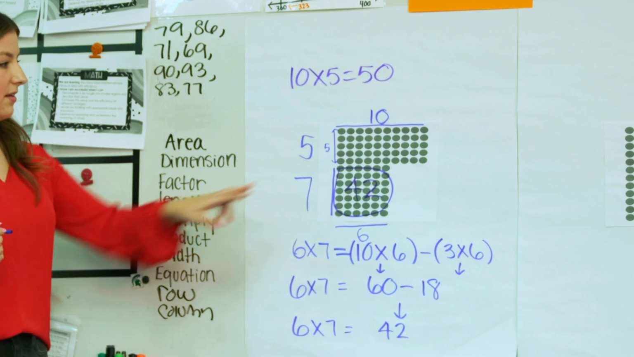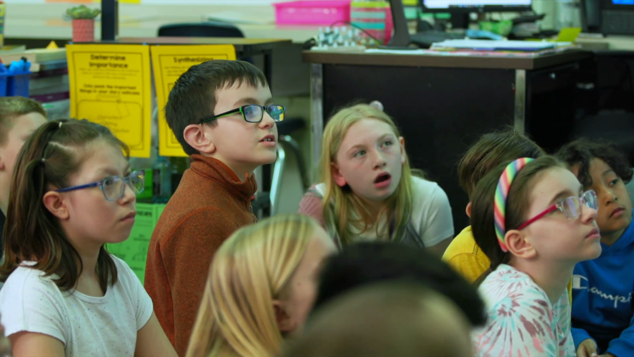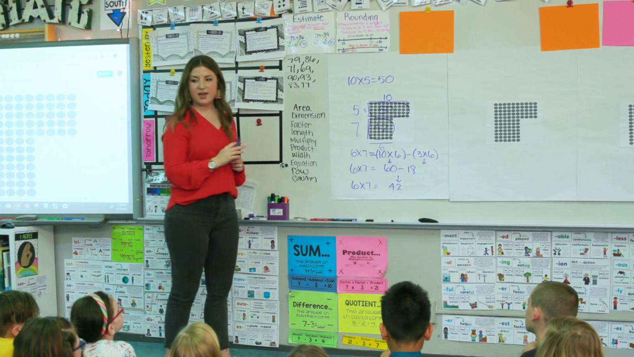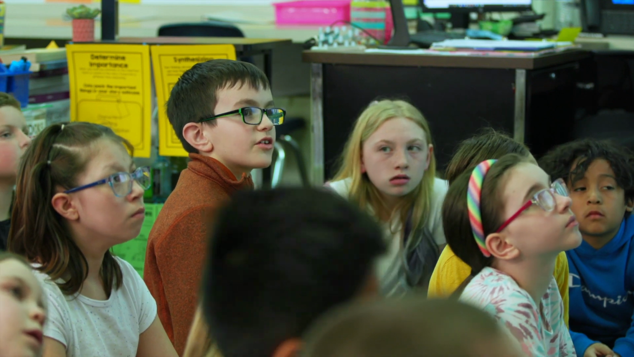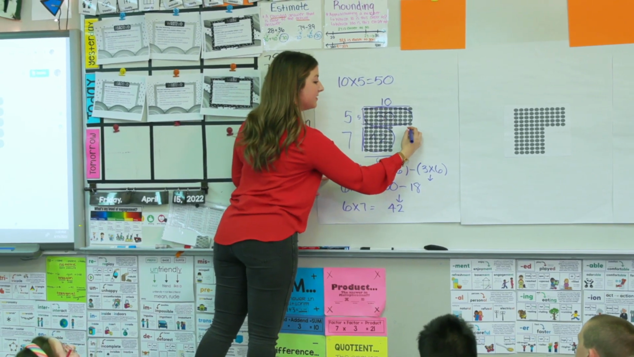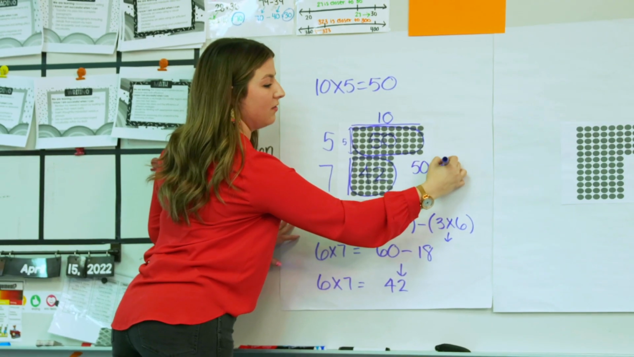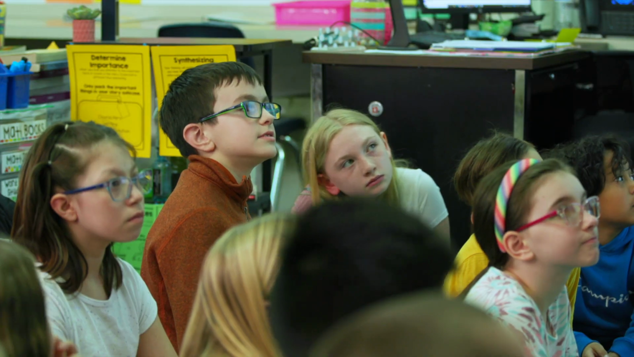And you see that with this array? 42 plus 50 equals 92. All right. And why are you adding 42 plus 50? Because that's the entire array. Okay, so our entire array is 50 plus 42. And what does that equal again? 92.